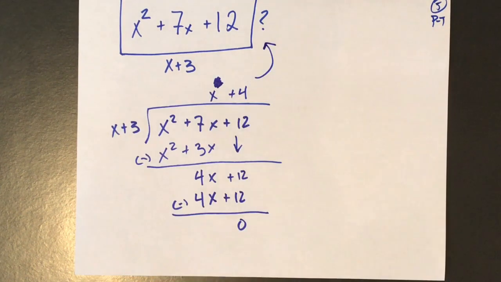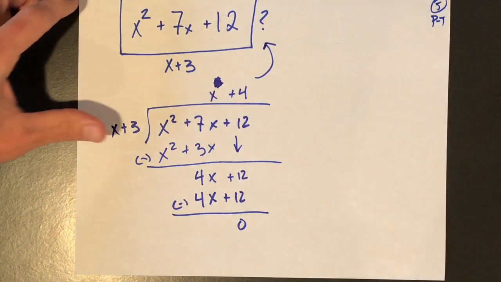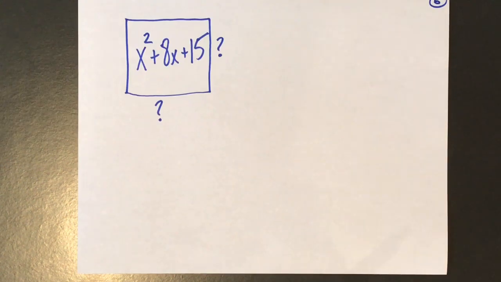And the missing side length would be x plus 4. So that's what happens when you have a polynomial and one side but not both. What happens when you have a polynomial with neither side? So that's really where the area model is going to work. And how that's going to work is going to look like this.